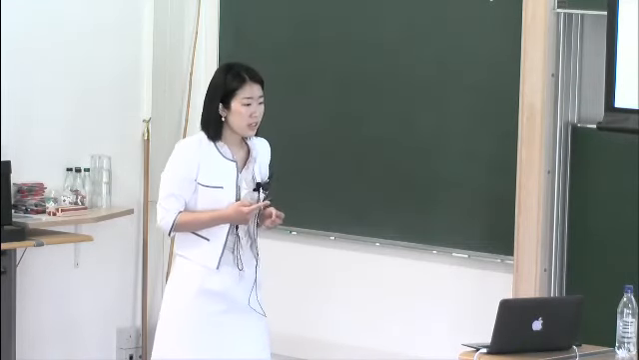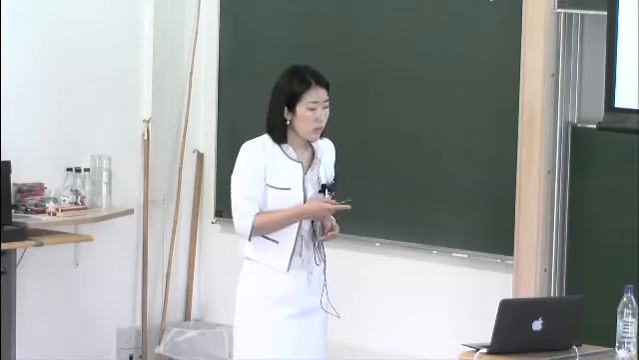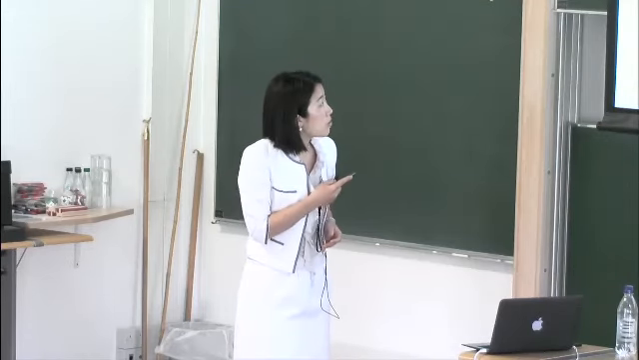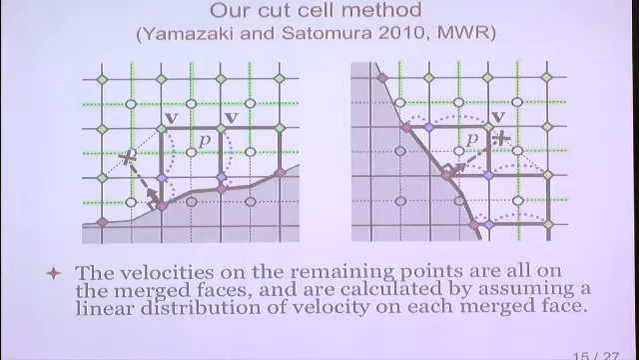After evaluating the boundary velocities, we calculate the velocities on the blue points. Here, the trick is that all the blue points are on the merged faces of the cut cells. So I assume a linear distribution on each merged face and calculate the blue points using simple linear calculation. The velocities on the horizontally merged faces are also calculated in the same way.